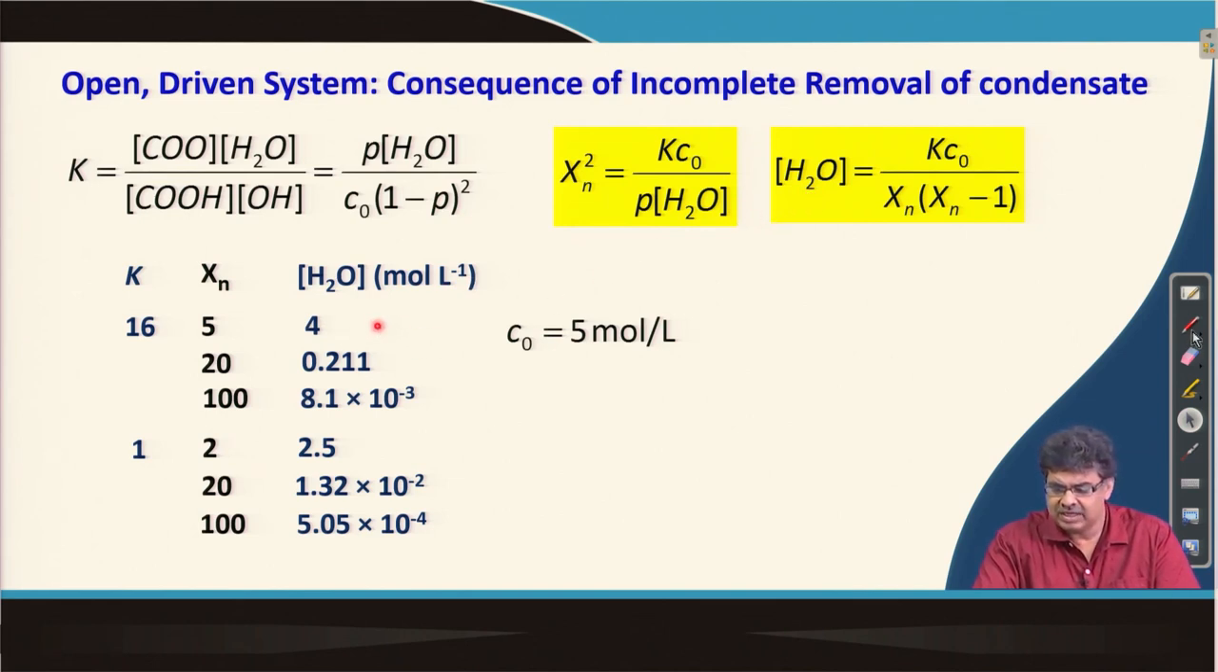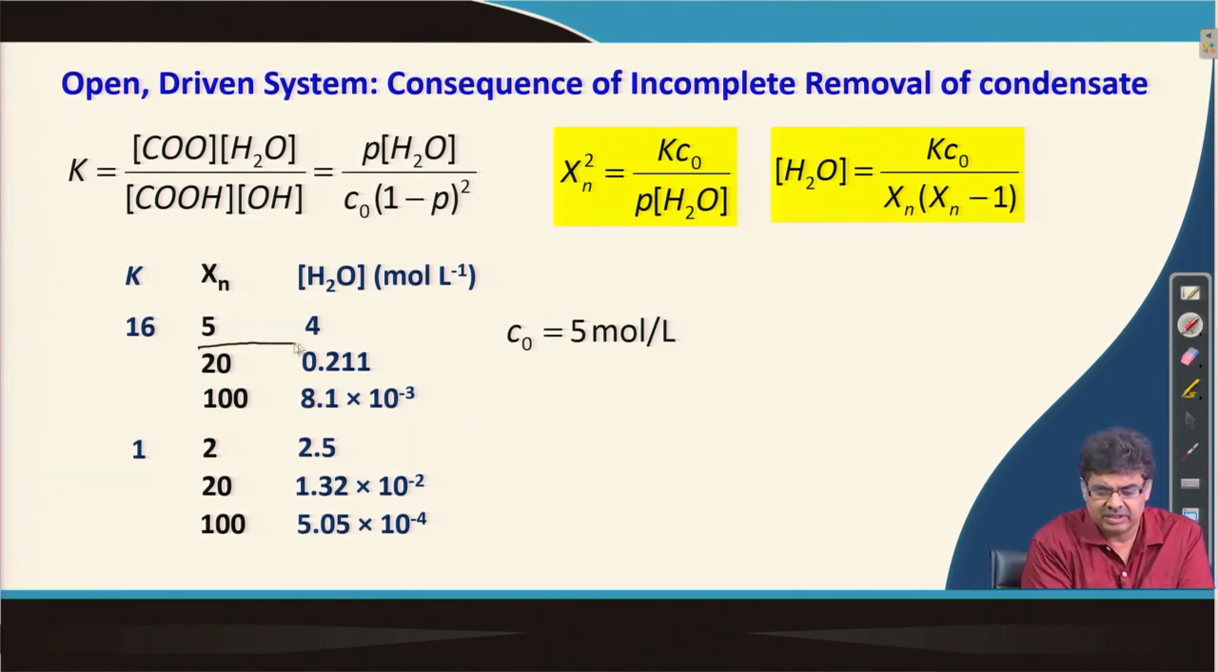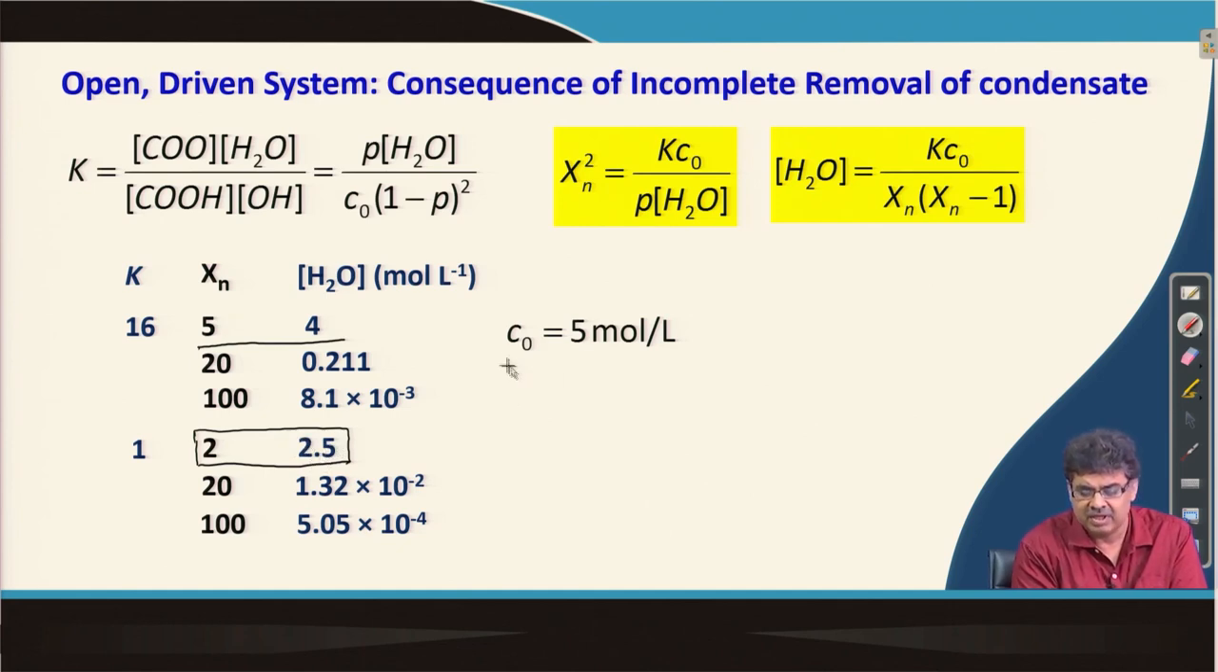The first row is basically when you do it in closed condition, we don't remove anything. So if the K value is 1, then if we do it in a closed system, we get a degree of polymerization of 2 and the concentration of H2O remaining is 2.5. Remember, in this table we are considering that the initial concentration of functional groups is 5 moles per liter. So half of the reaction has happened, so half of the H2O has come out.